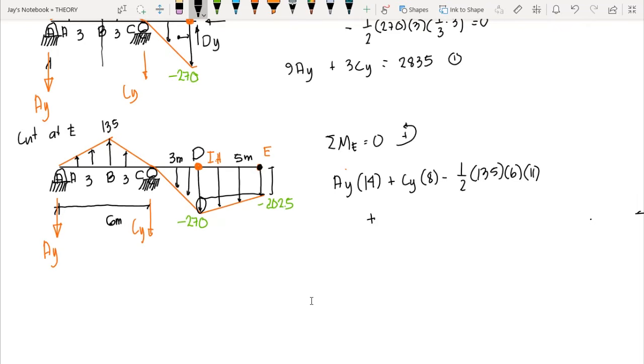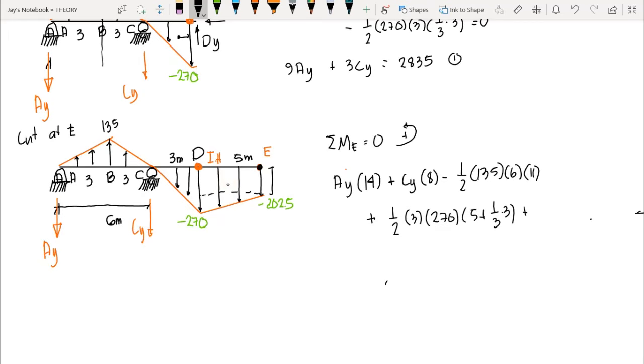Then we add this triangle here. Since this rotates counterclockwise with respect to E, that means we have 1/2 times 3 times 270. Now the moment arm from E is 5 plus 1/3 of 3. That's the location of the resultant. Plus, now take note, this one is a trapezoid, so it might be difficult for us to compute the centroid or the moment arm. So we divide it into triangle and rectangle.